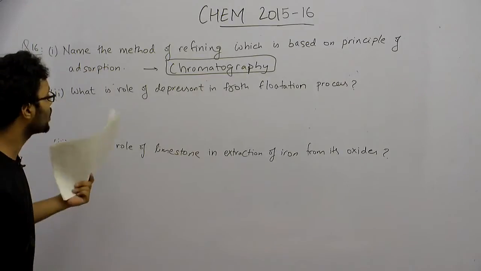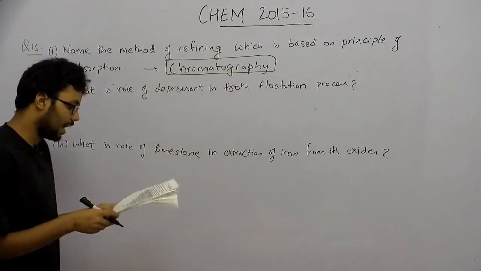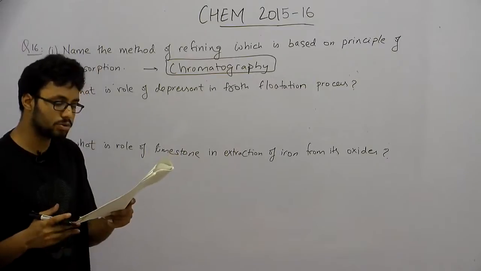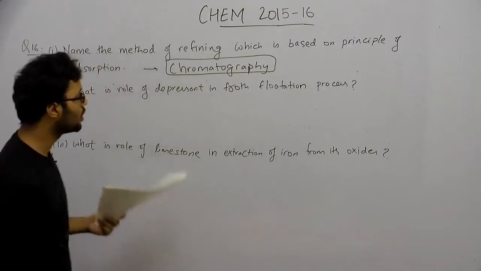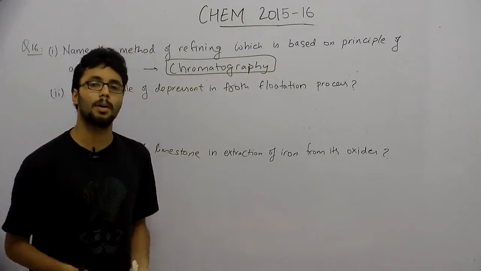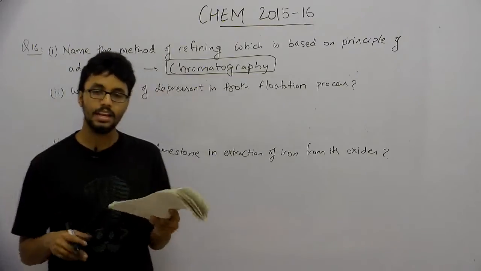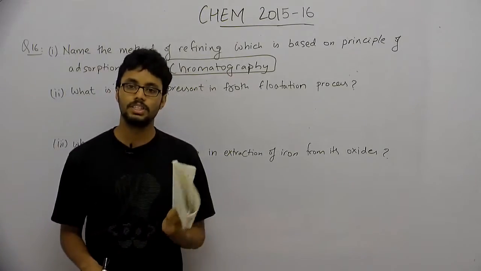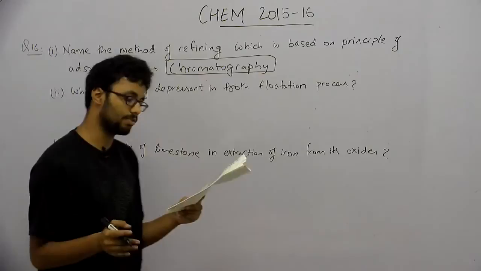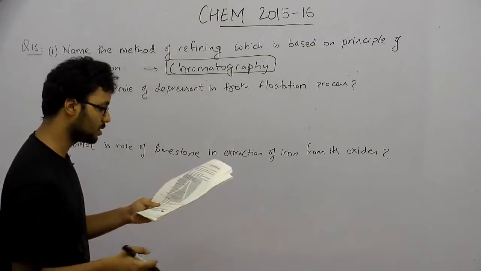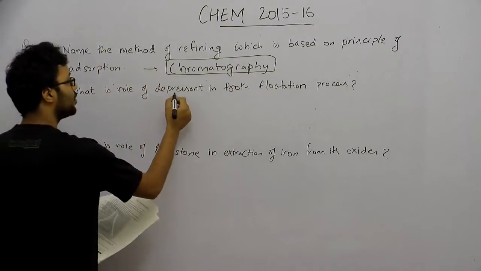The second part, what is the role of depressant in the froth flotation process? So it is possible to separate two sulfide ores by just adjusting the proportion of oil to water, or simply by using depressants. For example, in case of an ore containing zinc sulfide and lead sulfide, the depressant which is used is sodium cyanide. It selectively prevents zinc sulfide from coming to the froth but allows lead sulfide to come with the froth.